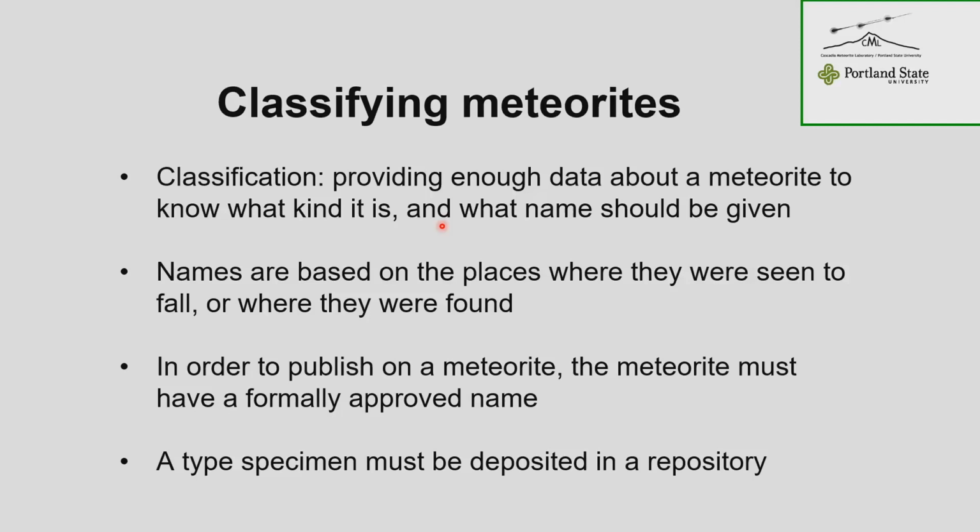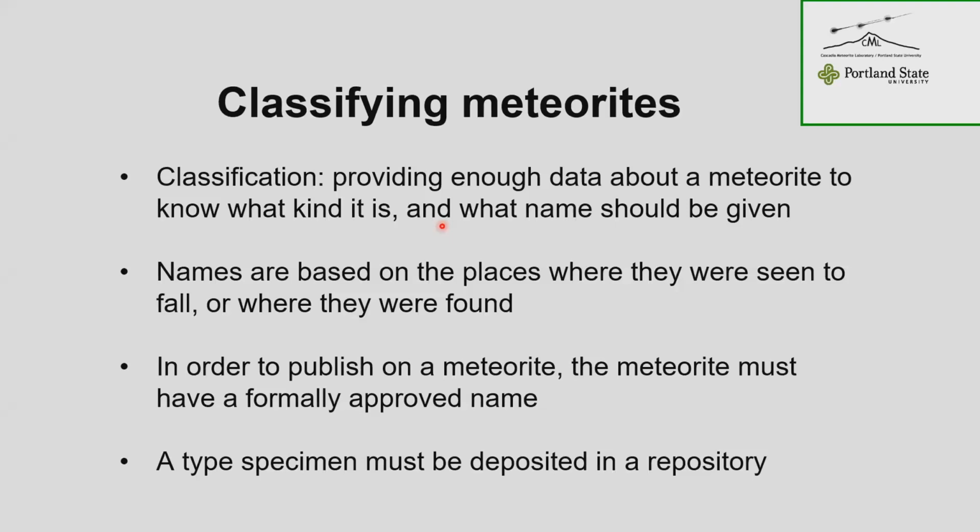So if a meteorite fell in Portland, we'd call it Portland. In order to publish the meteorite, it has to have an approved name. So this goes through this nomenclature committee that we work with, where you establish a name of the meteorite and what type of meteorite it is. And another thing you also need on top of that is what's called a type specimen.